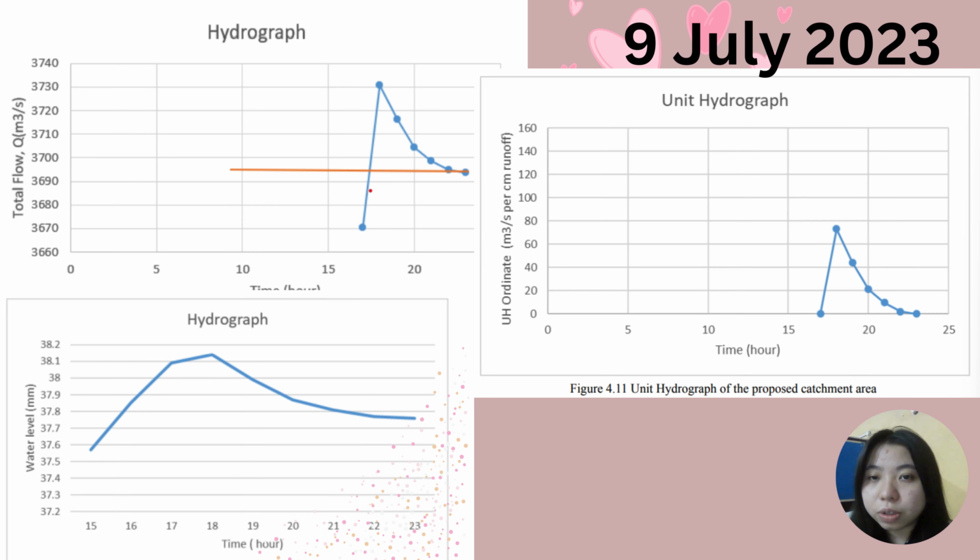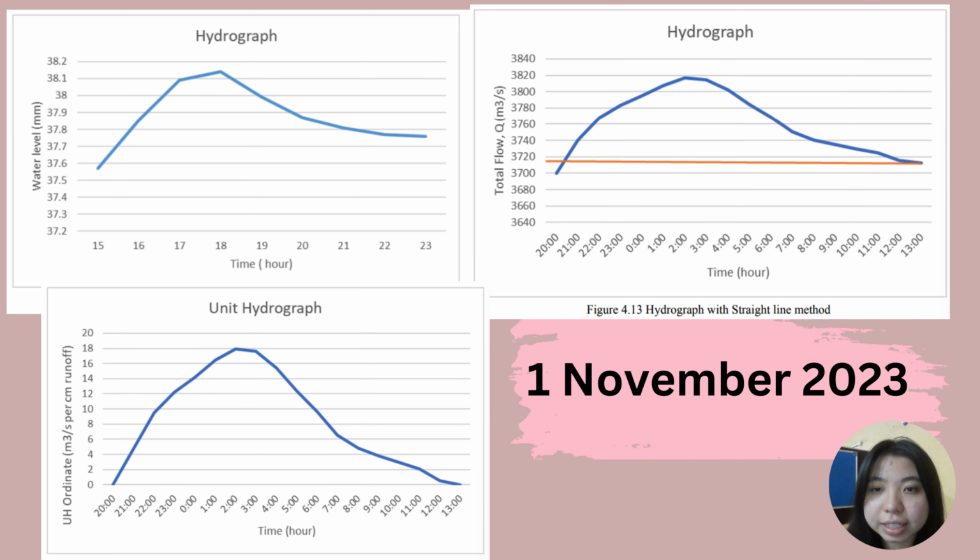In July, we also use the same method, which is the straight line method, to plot the graph. This is the hydrograph and unit hydrograph for July. By using the same method in November, we can find the water level, total flow, and UH ordinate in the graph. This is the hydrograph and unit hydrograph for November.